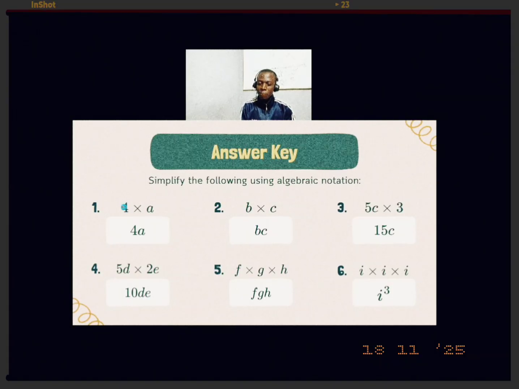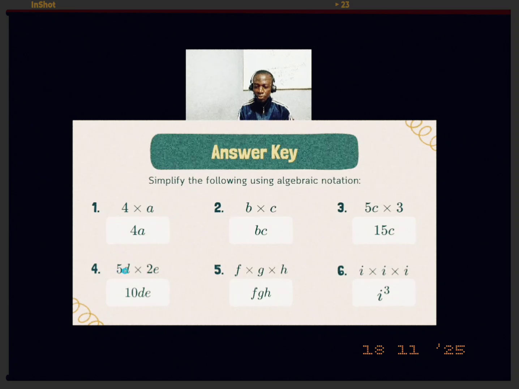Alright, so 4 multiplied by a is going to give us 4a. B times c will give us bc. 5c times 3 is going to give us 15c. So 3 times 5 will give us 15. There's no variable here to multiply with, so what we need to do is to bring down this one, which is c.